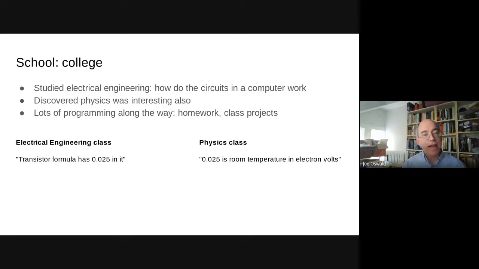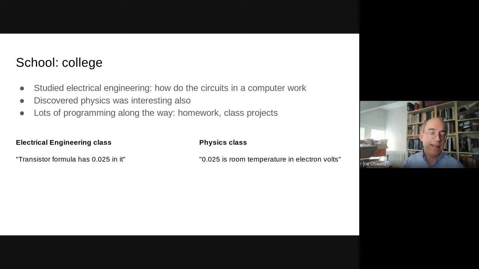In the electrical engineering class, they introduced a formula trying to describe how a transistor works, how the current through a transistor depends on voltage. And in that formula that they showed us, there was a number, 0.025, in an exponent, and the engineering professor didn't really explain much about it. It was just a number that was in the formula. Everybody wrote it down and learned it. And right around that time, in a physics class that I was taking, the professor mentioned that room temperature is 0.025 measured in a kind of units called electron volts.